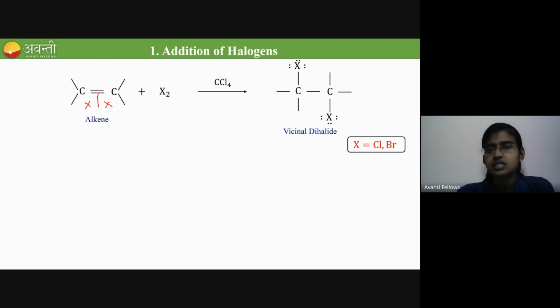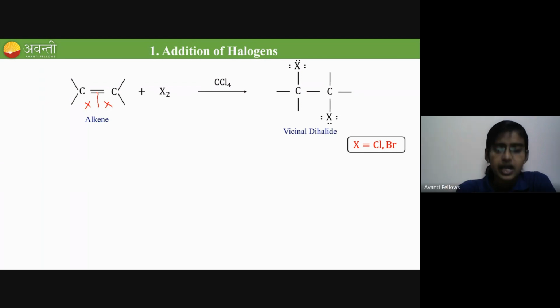Halogens used are mostly chlorine and bromine. We do not use fluorine and iodine, because if you use fluorine, the reaction will be highly exothermic in nature. Means the test tube or the container in which we are doing the reaction may burst out also, because more amount of energy will be released. So in most cases we do not use fluorine.